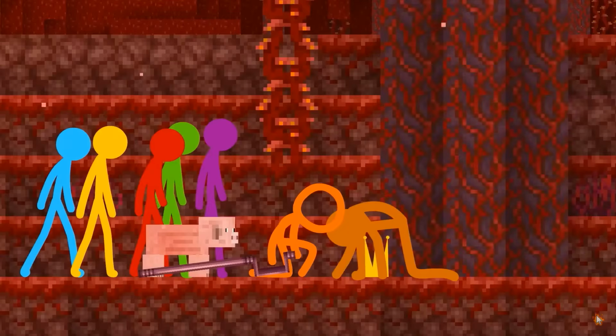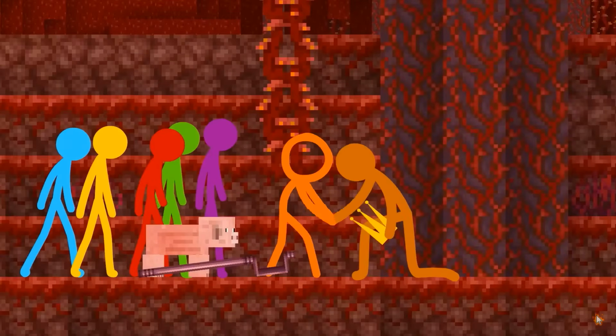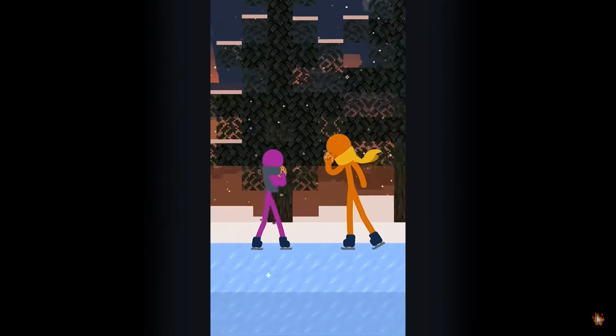The Stick Gang would forgive him immediately after he apologized, with him now being the father figure Purple never had.